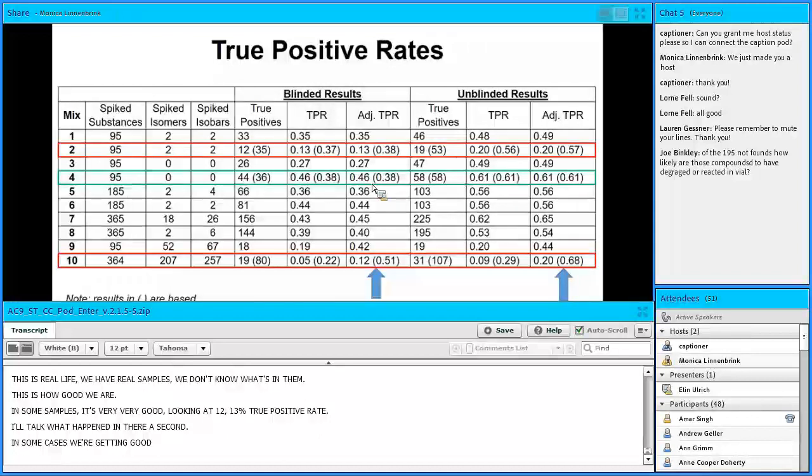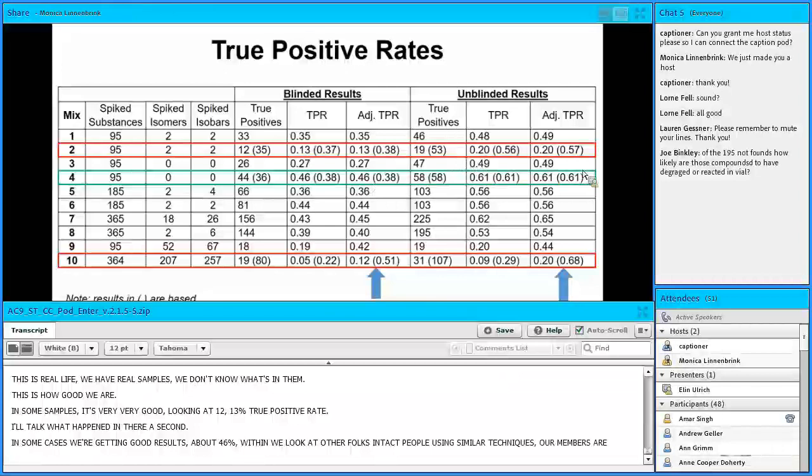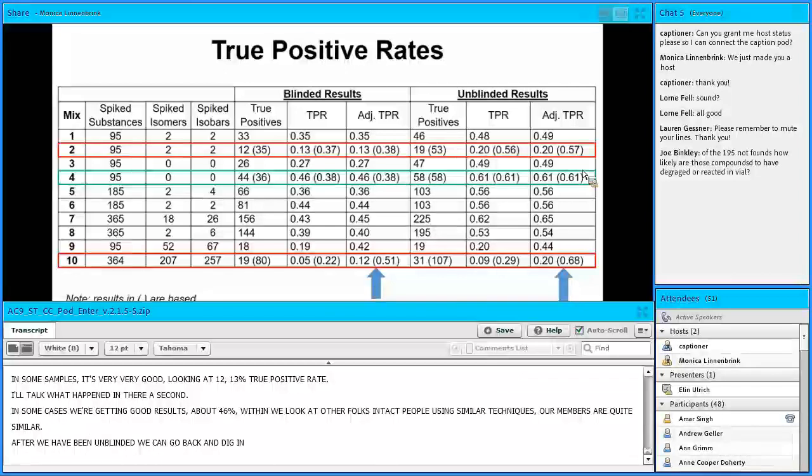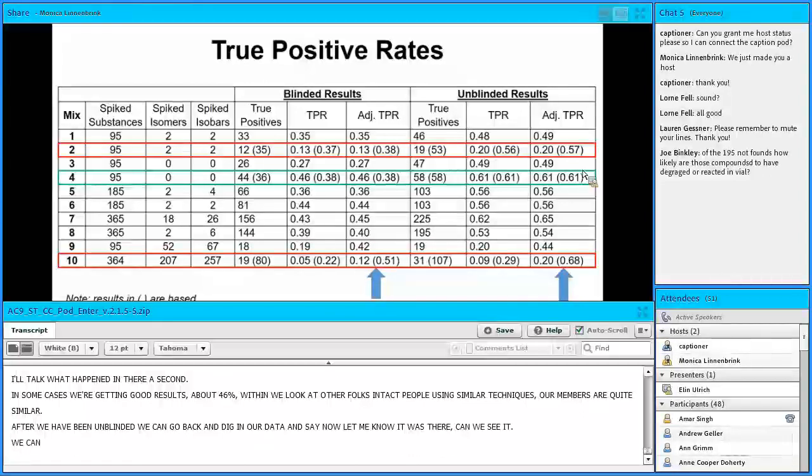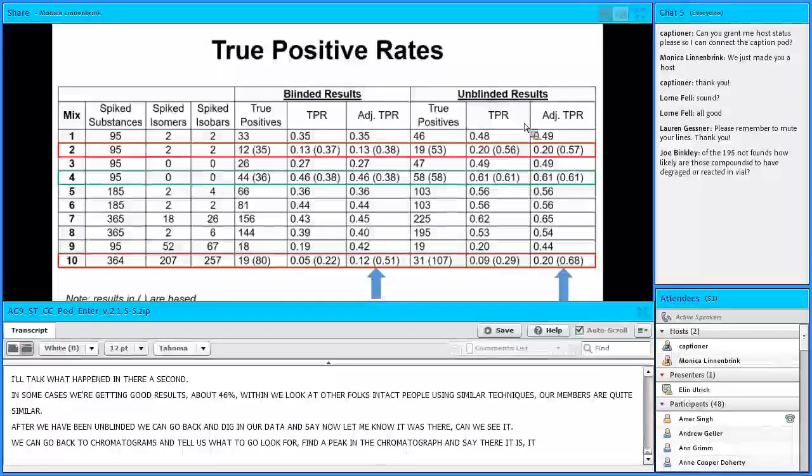And when we look at other folks that are in ENTACT, for people who are using similar techniques, our numbers are quite similar. After we've been unblinded, we can then go back and dig in our data and say, now that we know it was there, can we actually see it? So we can go back to our chromatograms and tell it what mass to go look for, see if we can find a peak in that chromatogram and say, yep, there it is. Somehow it just got lost in the data processing. So these are the results after being unblinded.